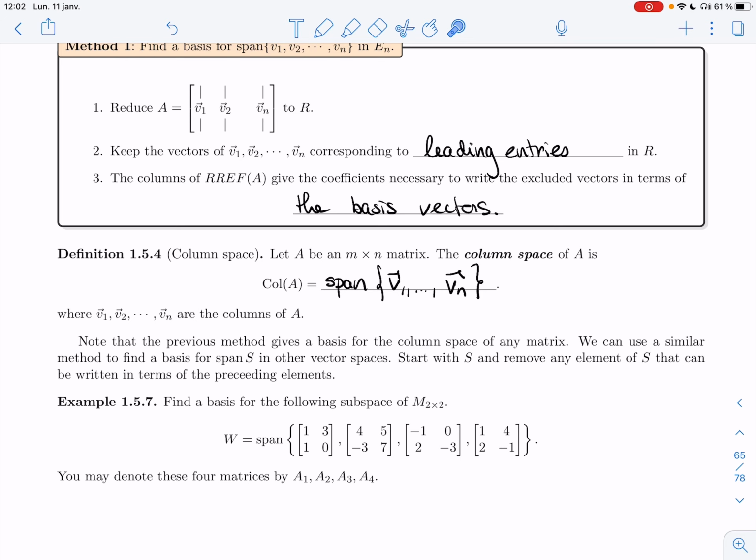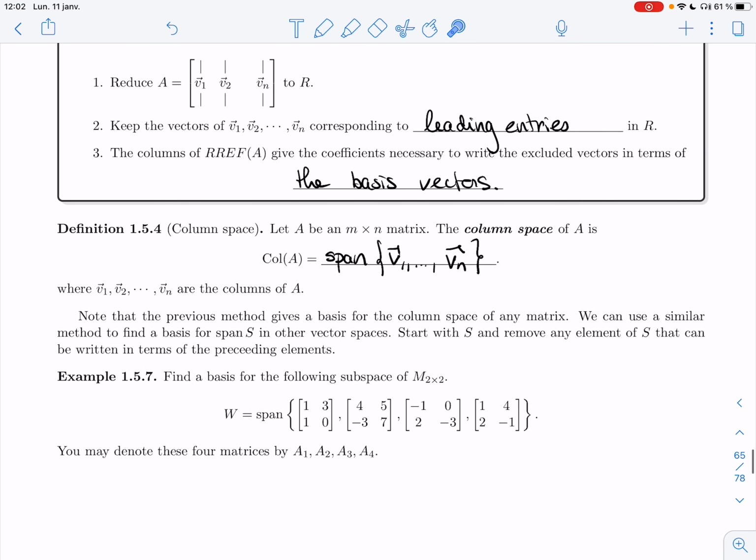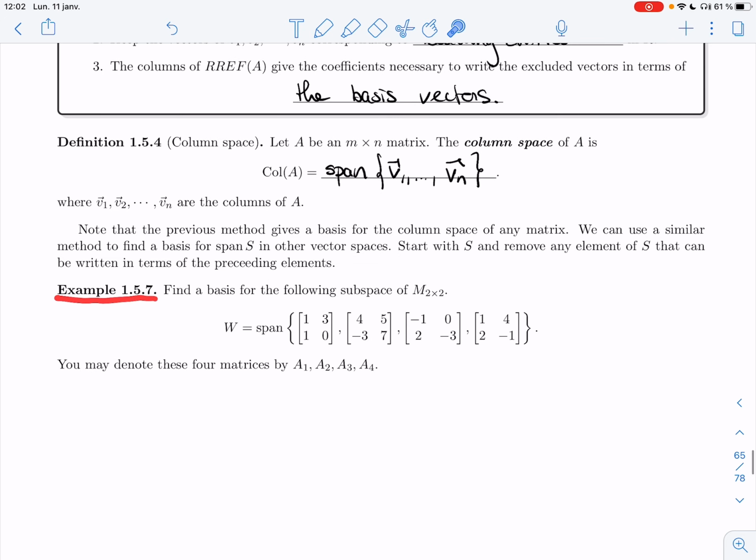In the next video, we'll be looking at example 1.5.7. We'll have a span of matrices and we'll try to find a basis for it.